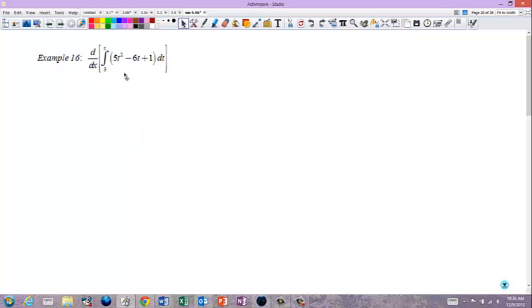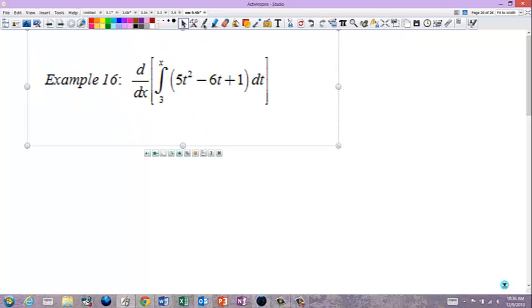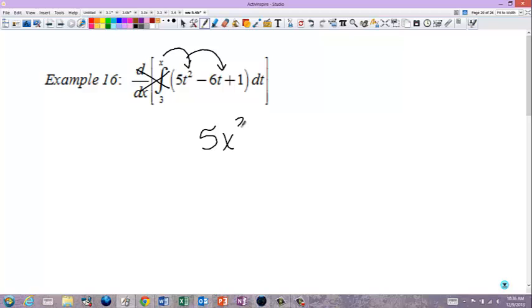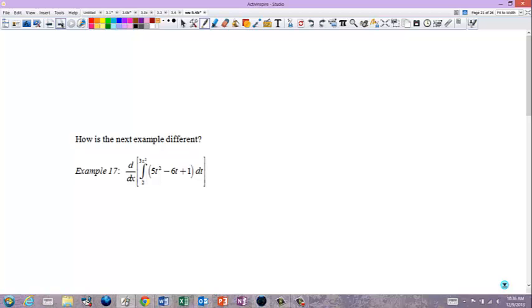Example 16, I'm going to do the same thing here. The derivative and the integral cancel out. I stick the x in everywhere there's a t, so it would be 5x squared minus 6x plus 1. Now it's going to get a little harder.